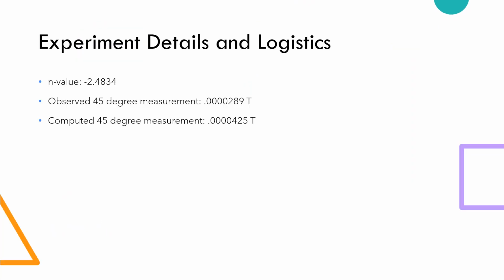So our calculated N value from the experiment was negative 2.4834, which we'll see further in the next slide, and our observed and calculated 45-degree measurement, as seen in the image before, was 0.0000289 teslas, and the computed 45-degree measurement, which we'll see later in the coding portion, was 0.0000425 teslas.